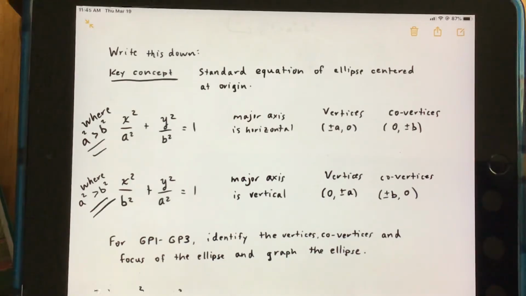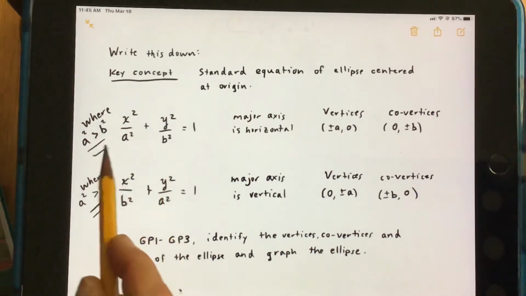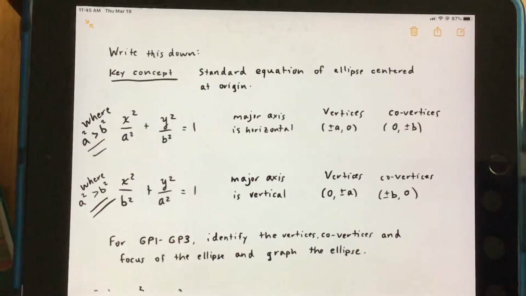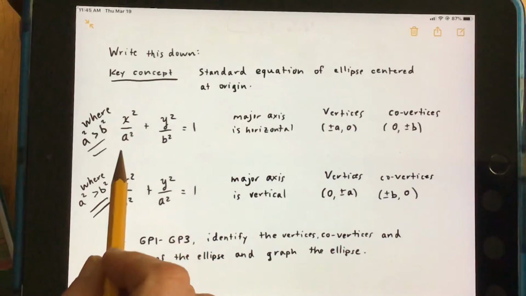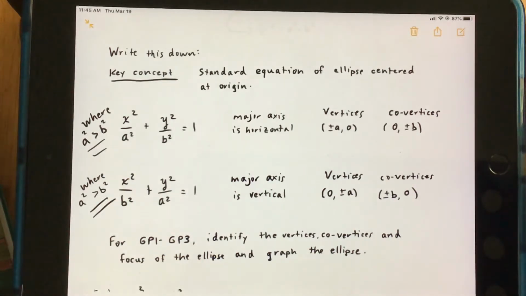Now, we're going to have numbers in for a squared and b squared. These are actually constants for each equation. And when this a squared number is bigger and it's underneath the x squared term, then it means that our ellipse will be a circle squashed so that it is shorter and fatter. And that's going to mean our major axis is horizontal. And I've given you the vertices and covertices. We're going to see what all that means in just a minute.